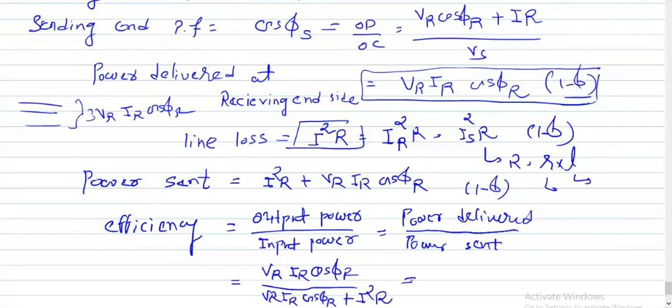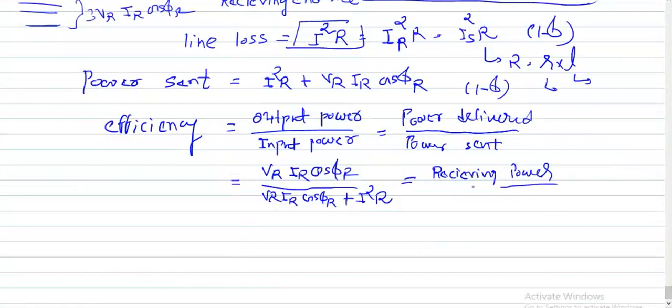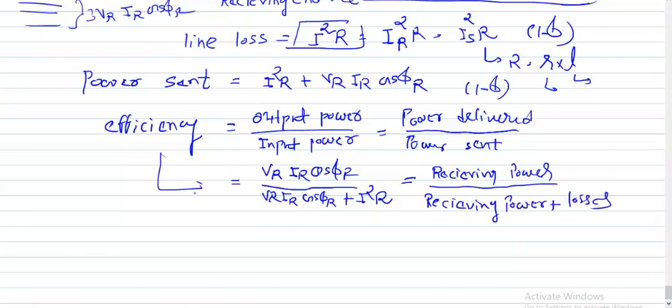We can write it another way also: receiving power divided by receiving power plus losses. So this is the efficiency.